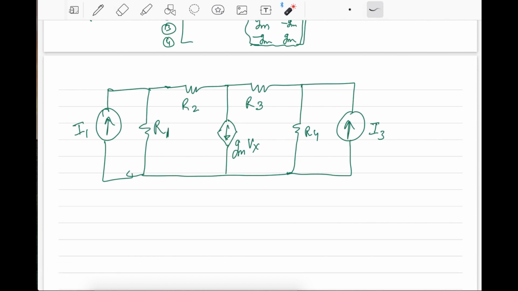So here everybody will agree. One more thing that I missed out here: because it's a controlled source, you have to write a voltage Vx like this, because based on this difference, this current source is changing. So now will you all agree that these are the three nodes V1, V2, V3? Everybody agrees with this, right? So there will be three nodes.